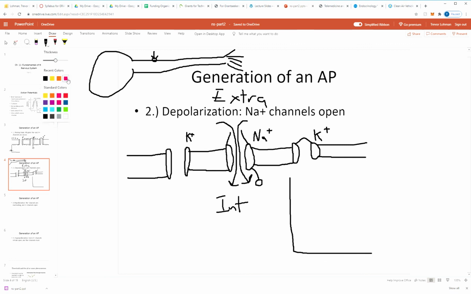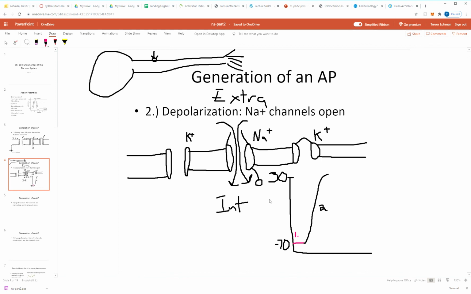Rest is done. That was at -70. Some time has gone by, and then this happens. Okay, 30. And that happens due to sodium entry. So this is phase 2, depolarization, versus phase 1, which was rest. And what drives this depolarization? Sodium entry, due to voltage-gated sodium channels opening.